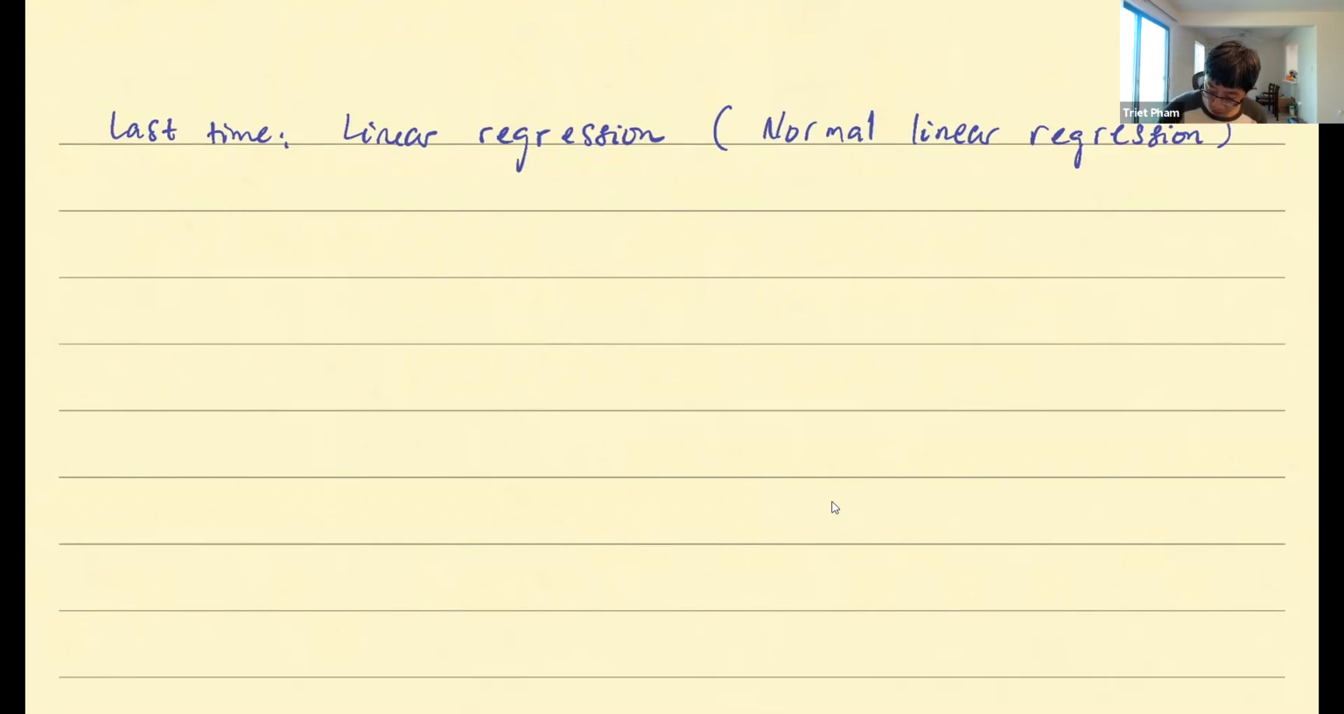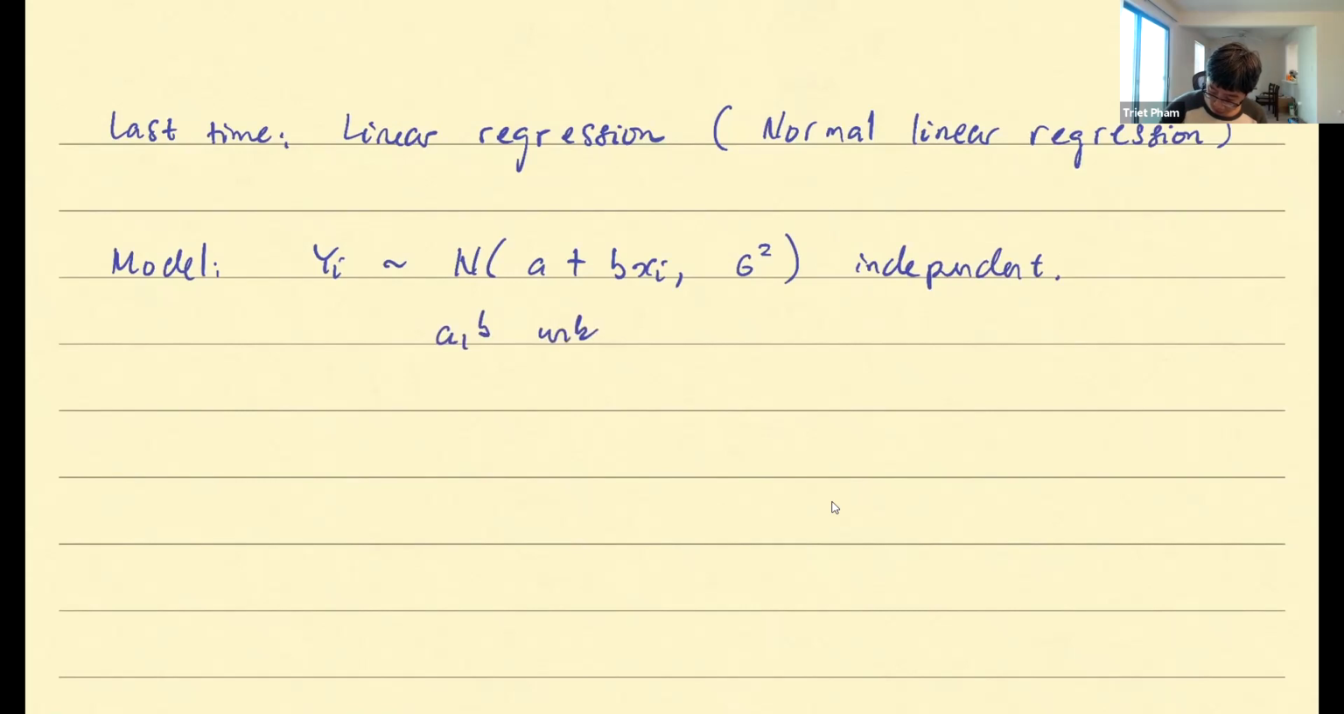So first, the model or the assumption is that you have yi that are normal with mean a plus bxi, variance sigma squared, and they are independent. So here, a and b are unknown parameters. So actually a, b, and sigma squared. The xi are known, all right? And it's better if we think of them as constants for now. They're just part of the data.